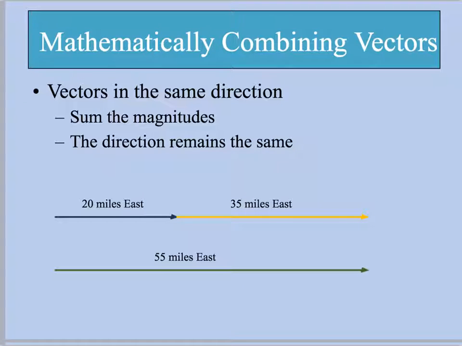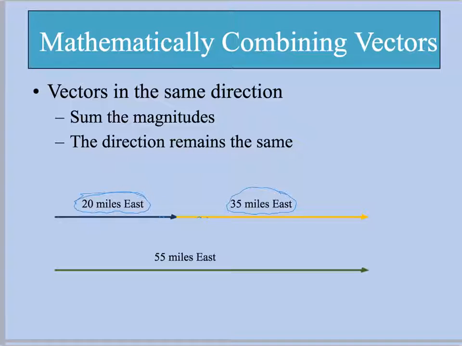Mathematically combining vectors, we do this quite a bit in physics. And we start off with a couple of basic ones here. What we're doing is trying to get the resultant of two vectors that just happen to be pointing the same way. We have a vector that points 20 miles to the east, and we have a second vector that points 35 miles to the east. So these are in the head-to-tail method. And we want to figure out what the resultant would be for this combined, for the blue and the yellow vector.